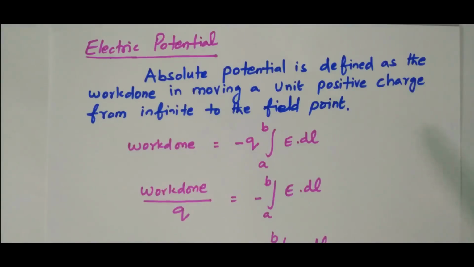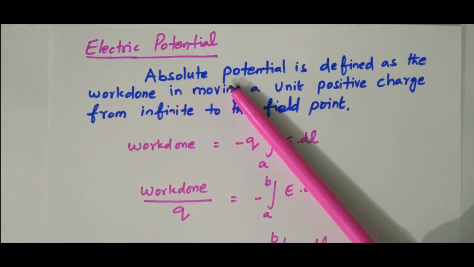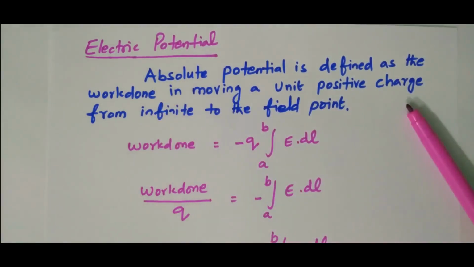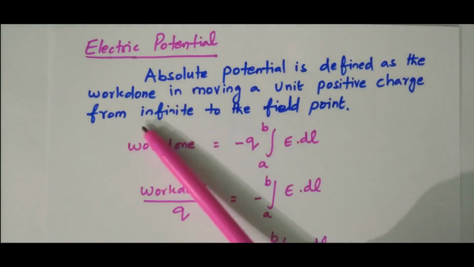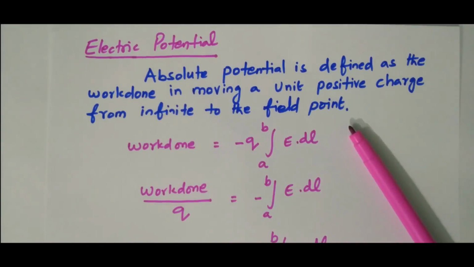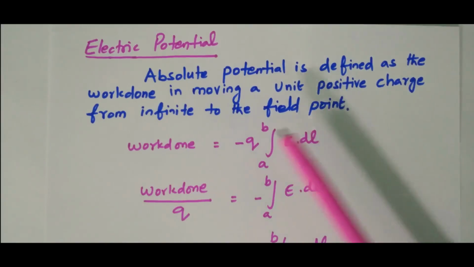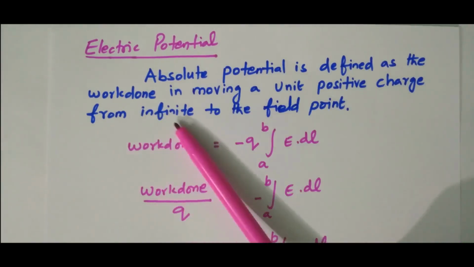Now we'll see the potential, electric potential. What is the definition of electric potential? It is also called absolute potential. It is defined as the work done in moving a unit positive charge from infinity to the field point. Absolute means it is from infinity to the field point. We are going to move the positive charge from the infinite point to the field point. So the work done in moving a unit positive charge from infinity to the field point.